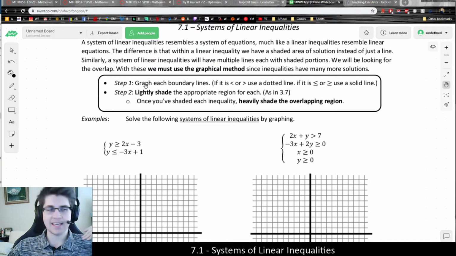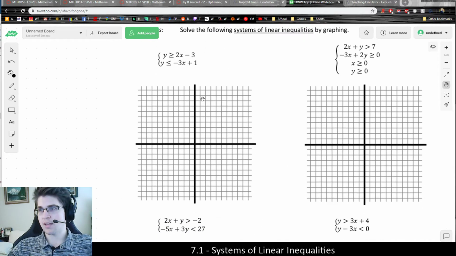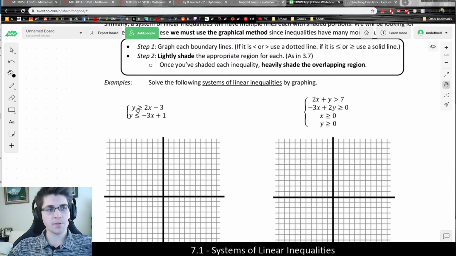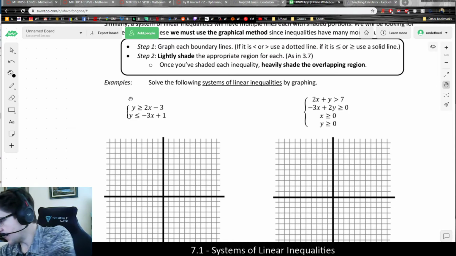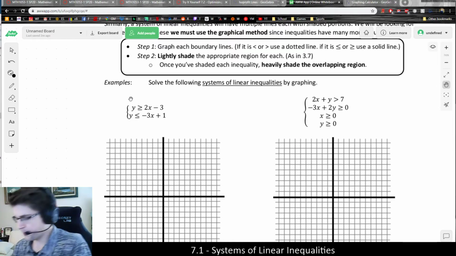Looking at the advised step-by-step instructions that I have in the packet. Step 1, graph each boundary line. It says if it is less than, use a dotted line. If it is greater than or equal to, use a solid line. So in this example, we're going to be using solid lines to graph our lines, but I'll talk about why we want to use dotted lines in just a minute.